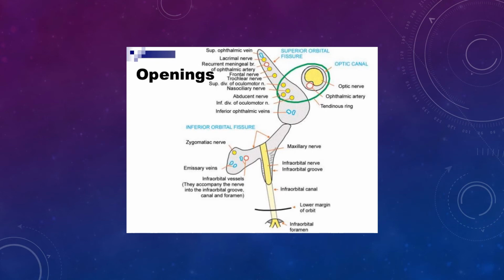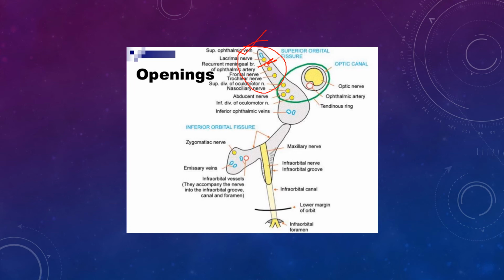Now we have the superior ophthalmic vein, the lacrimal nerve, the frontal nerve and the trochlear nerve, the LFT. Sorry, I said it wrong at first. So the superior ophthalmic vein, the lacrimal, frontal and trochlear nerves, and the recurrent meningeal branch of the ophthalmic artery pass through the upper part of the superior orbital fissure.